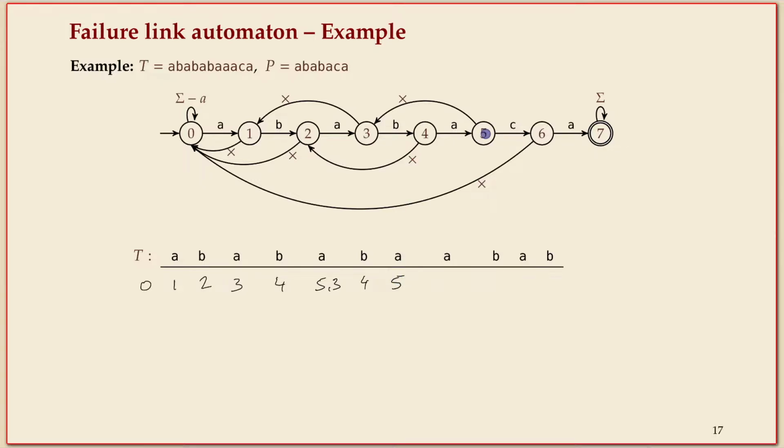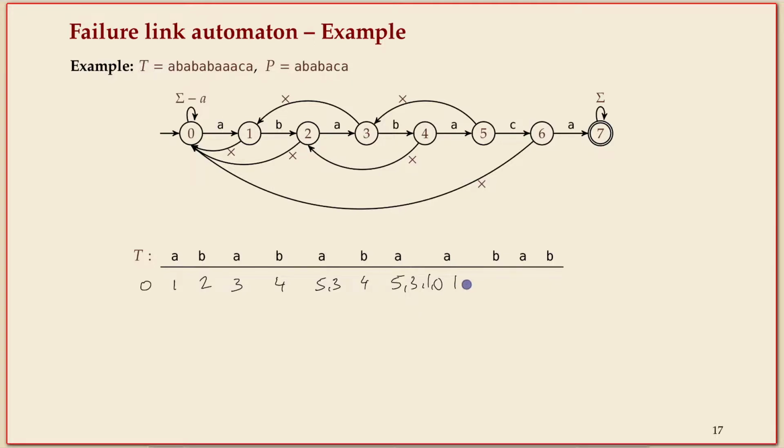I'm in state 4, read an A, brings me to state 5. I'm in state 5, I cannot read an A, the next character. So what I have to do is follow a failure link. Brings me to state 3. Now in state 3, I can still not read an A, so I have to go another failure link back to 1. And still no luck, so I have to go back to 0. And then I can read an A that brings me back to state 1. Sometimes these can cascade a bit.